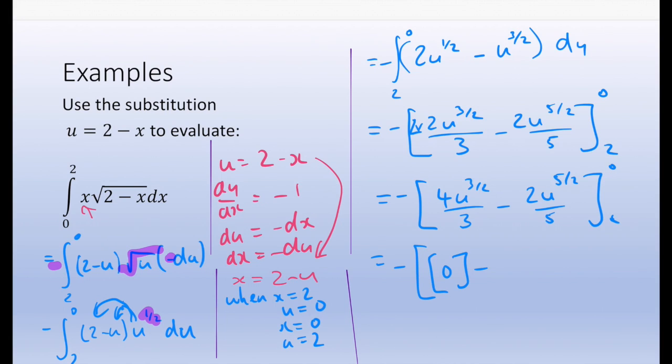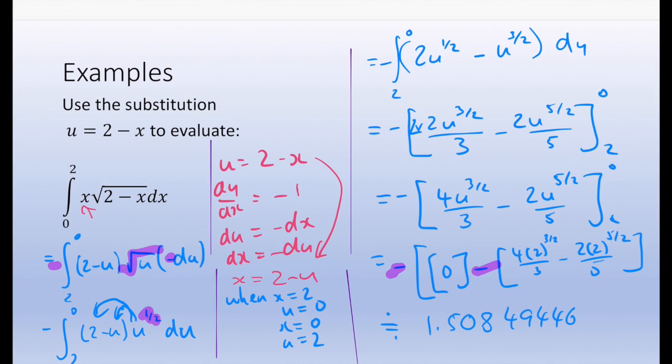Minus, and now this is the one we have to worry about. It's going to be 4 bracket 2, 3 on 2 on 3, minus 2, 2, 5 on 2 on 5. Now, this double negative will make it positive, so it will equal, unfortunately, just a decimal answer. It's going to be approximately 1.508 49447. High probability of a mistake there.